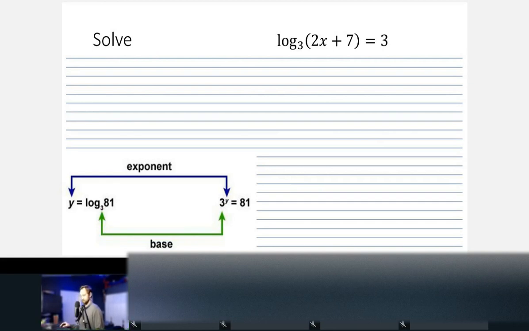What did everyone get? 10, x equals 10. Brady, what happened? Did you do 3 times 3 is 9 instead of 3 cubed? You did 3 times 3 instead of 3 cubed. That'll do it.